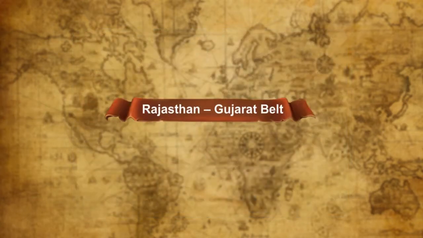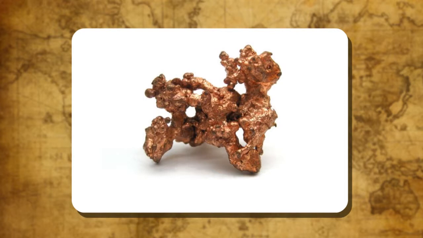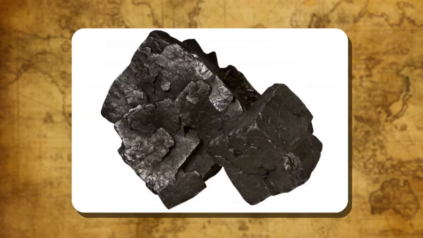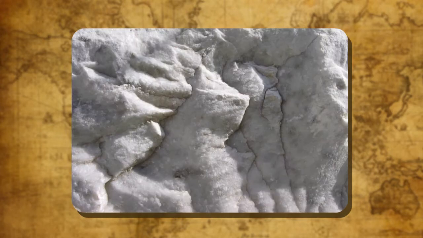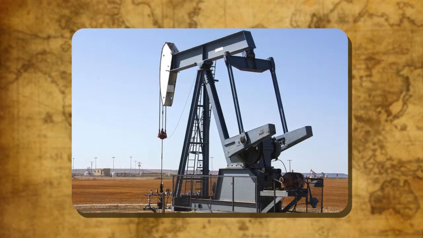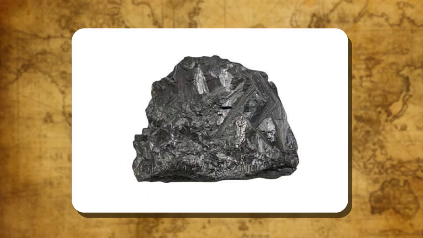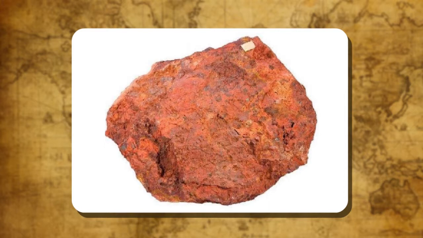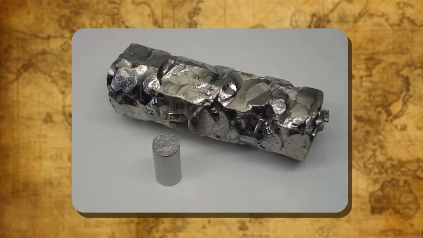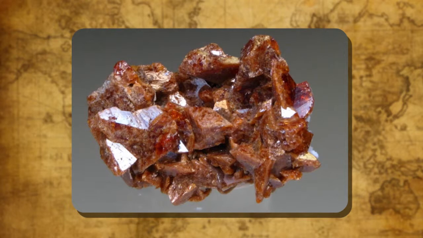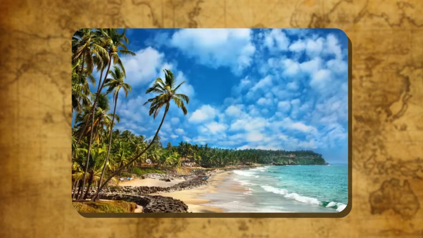Rajasthan, Gujarat belt: In Rajasthan, copper, zinc, lead, mica, asbestos, salt, clay, marble, etc. are found, whereas in Gujarat, petroleum, gypsum, copper, manganese, salt and bauxite are the important minerals. Kerala: Atomic minerals are found in the coastal region. Ilmenite, zircon, monazite are found in the coastal regions of Kerala.